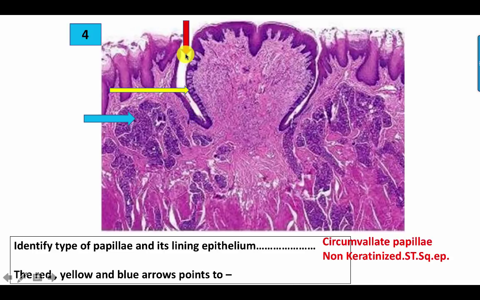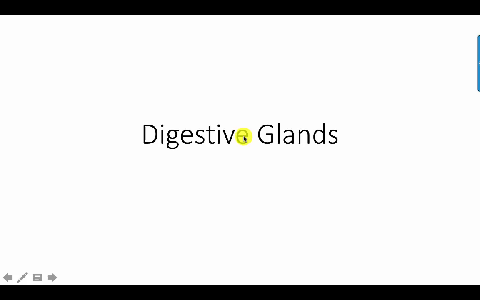So what is the red arrow? It is the valley. What is the yellow? It is the taste bud. What is the blue? It is the von Ebner serous glands. Von Ebner's serous glands are present here in the connective tissue under the circumvallate papillae.